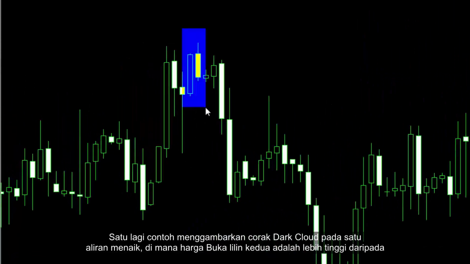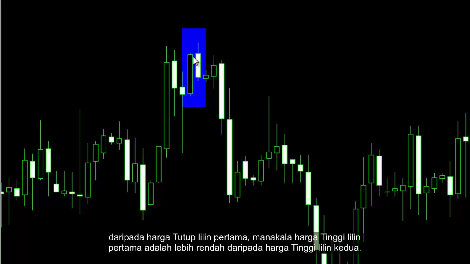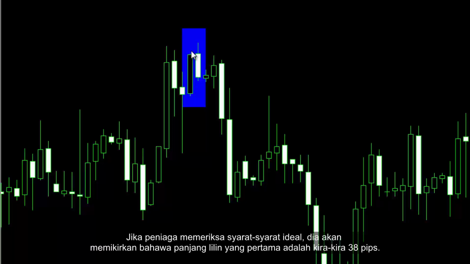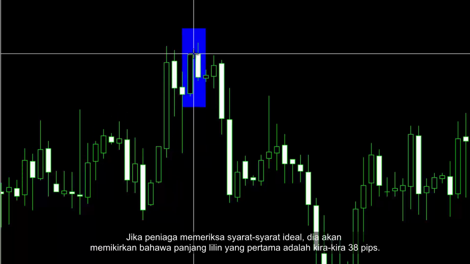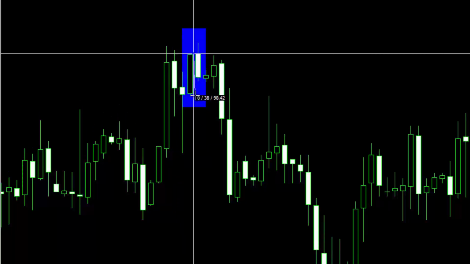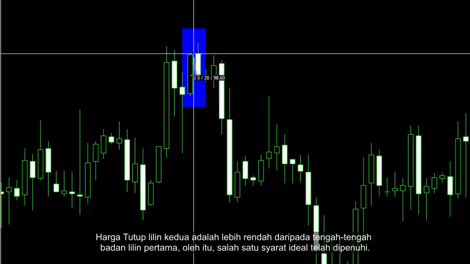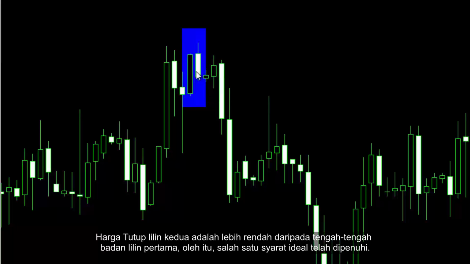Another example illustrates a dark cloud pattern in an uptrend, in which the open price of the second candle is higher than the close price of the first candle, while the high price of the first candle is lower than the high price of the second candle. If a trader checks the ideal conditions, he or she will figure out that the length of the first candle is around 38 pips. Second candle close price is lower than the middle of the first candle body. Thus, one of the ideal conditions is fulfilled.